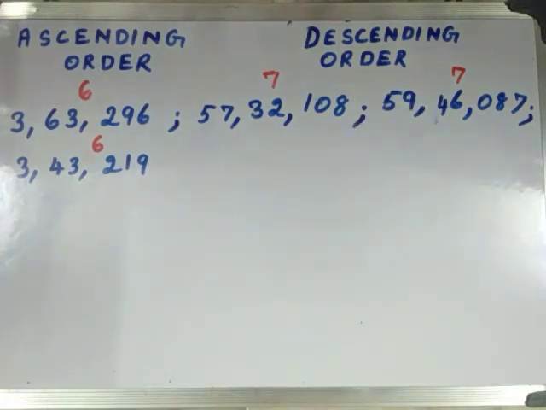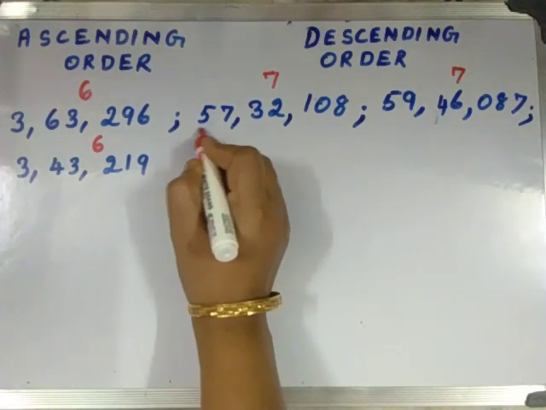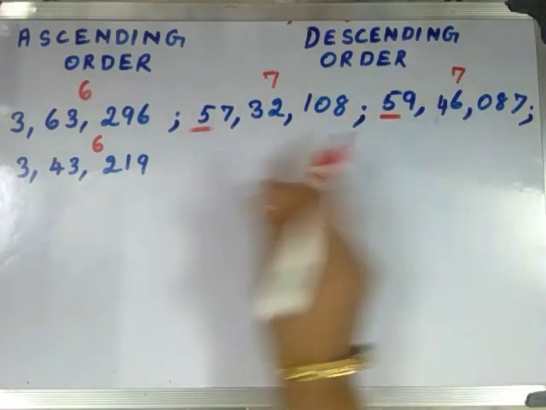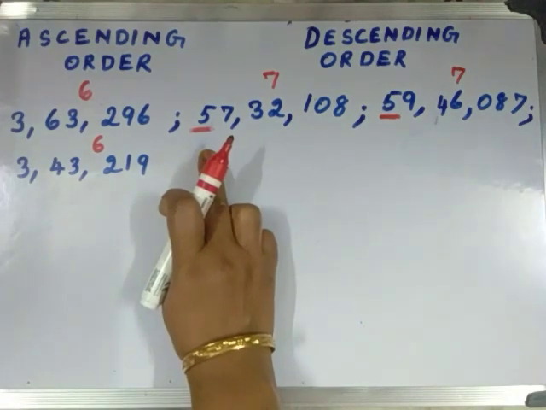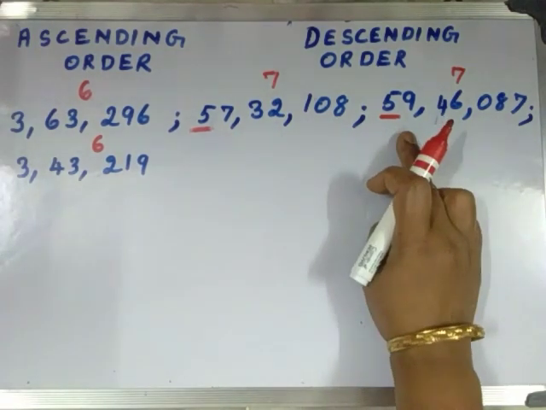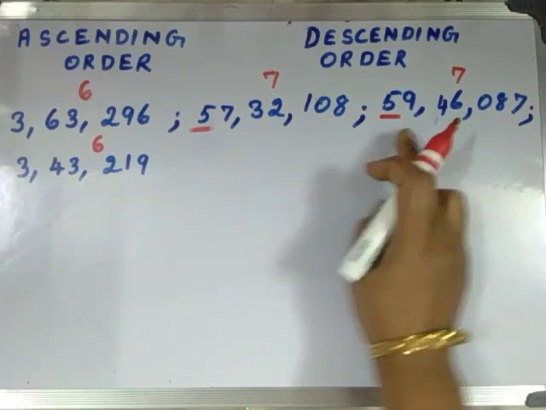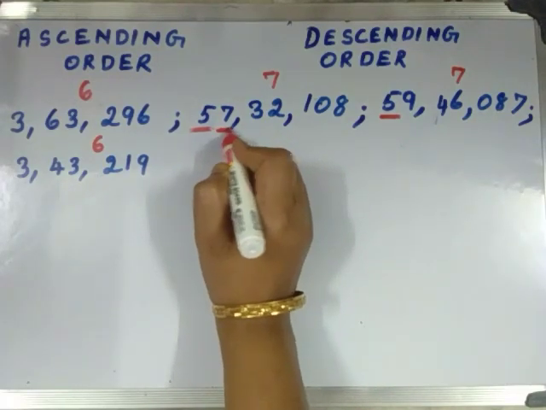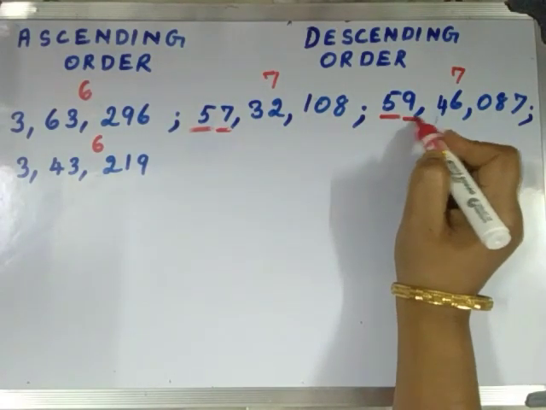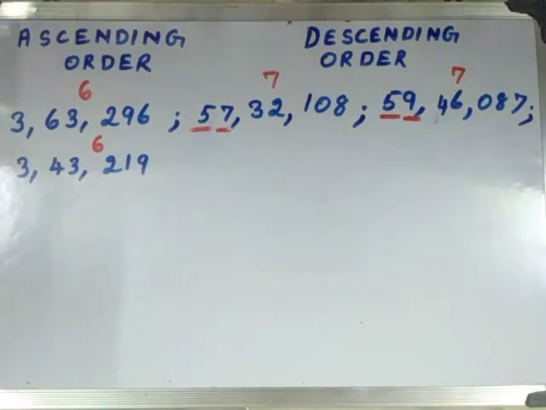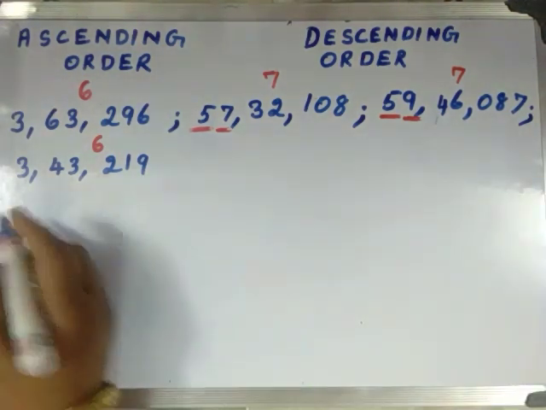We shall follow the next step, that is, if the digits are same, we have to compare the first digit of the numbers. Here the first digit of the 7-digit number is 5 and the first digit of the other 7-digit number is 5. So both are same. So what shall we do? We shall compare the second digit. Second digit here is 7 and the second digit here is 9. So which is greater, 7 or 9? So 9 is greater. So we shall write this number first.